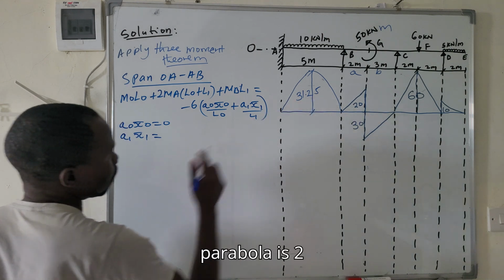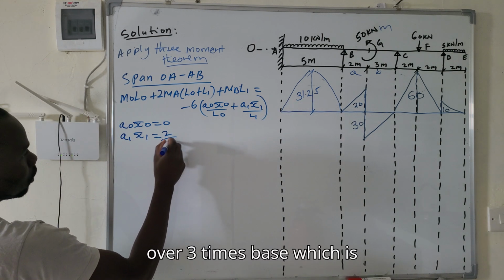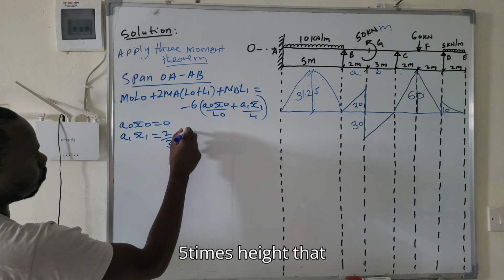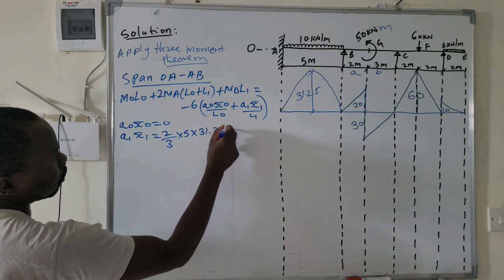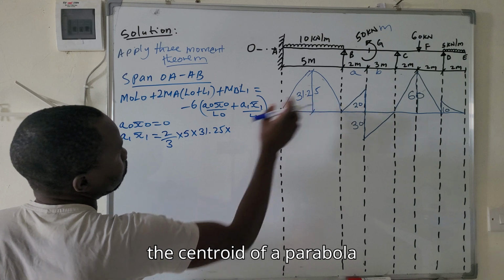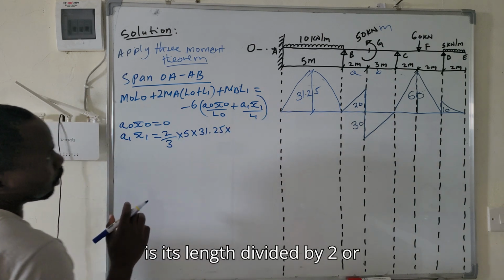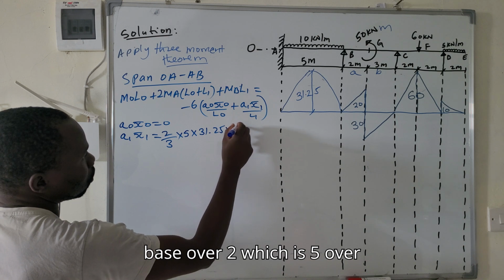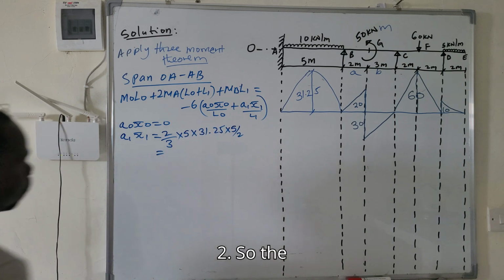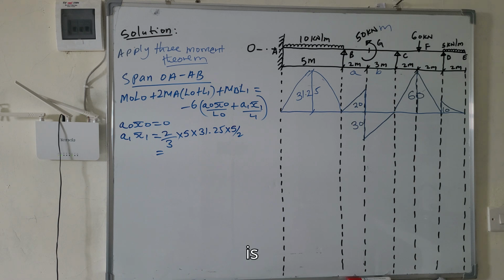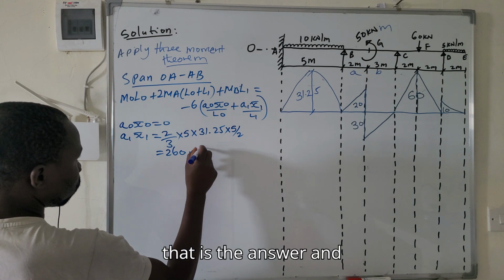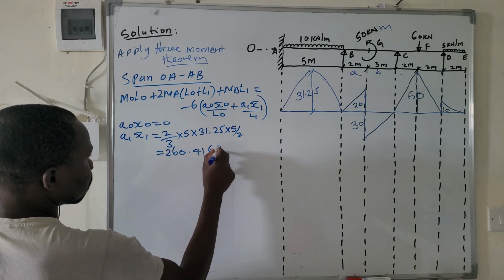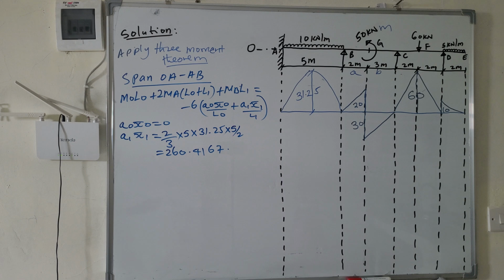So the area of a parabola is 2 over 3 times base, which is 5, times height, that is 1.25, times the centroid of a parabola, which is its length divided by 2, or base over 2, so which is 5 over 2. So the answer is 260.4167. That is the answer.